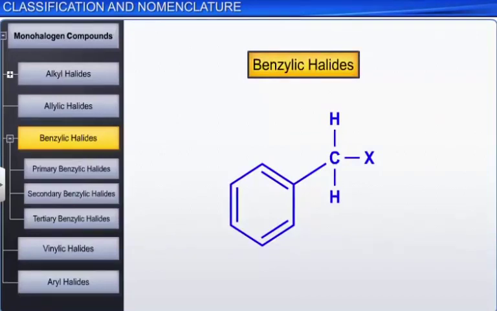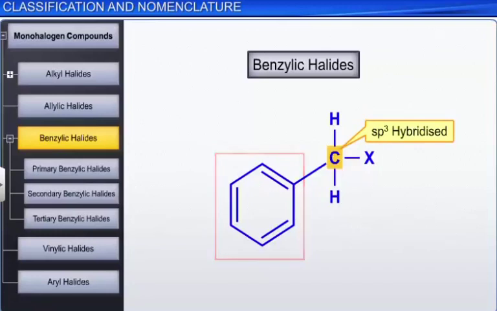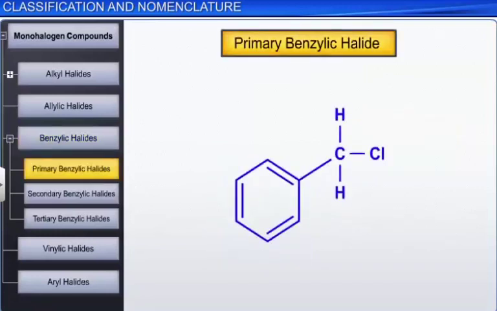In benzylic halides, the halogen atom is bonded to a carbon atom with sp3 hybridization that is linked to an aromatic ring. In primary benzylic halides, the carbon attached to the halogen has only one carbon-carbon bond.